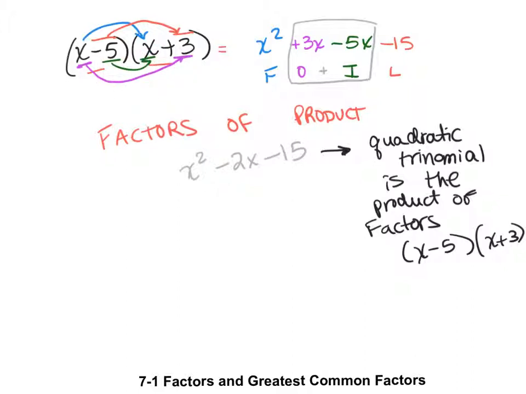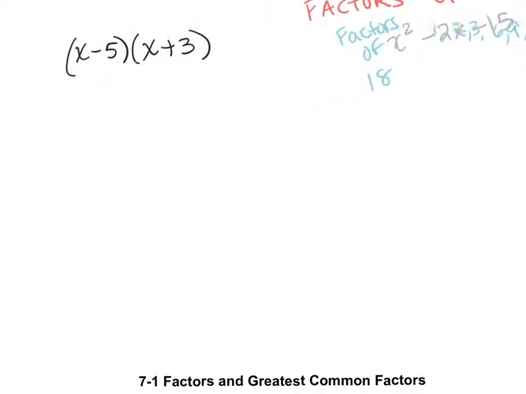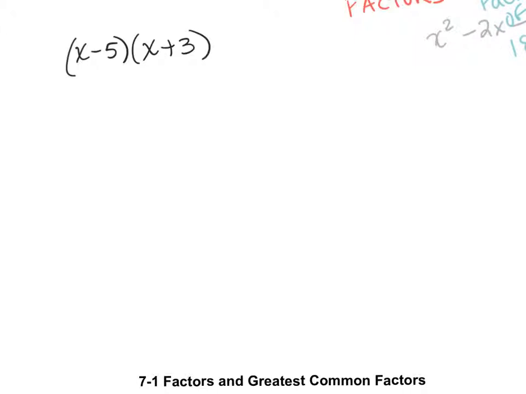That's called factoring. So if you think about when we used to do numerical factors, if we ask what are the factors of 18, we could say 1 and 18, 2 and 9, 3 and 6. Those are all of the factors of 18. What we're going to be doing is finding factors of algebraic expressions. So let's look at some of the vocabulary that is going to be very important to understand.